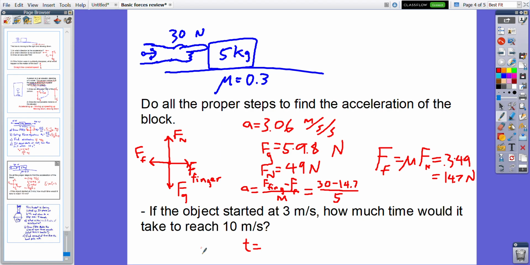And if you do this correctly, you should get about 2.29 seconds, because it looks like your initial velocity is 3, your final velocity is 10, your acceleration is 3.06, and you just solve for time. All right, last one.